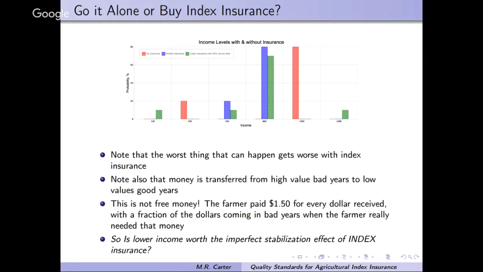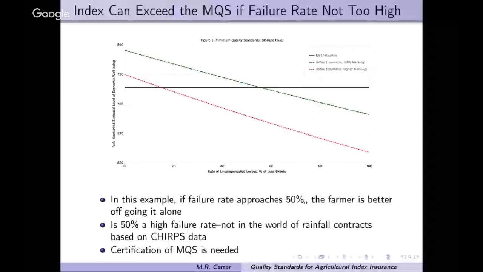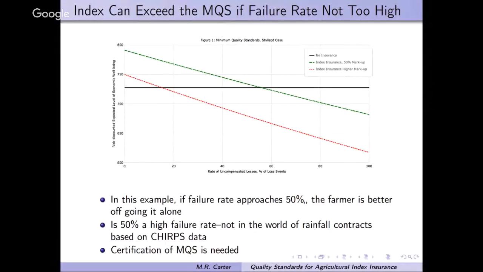We have its promise, we have its ability to implement contracts with small-scale farmers or small-scale pastoralists. That's extremely exciting. But all index insurance contracts have some element of this problem embedded in them. And the challenge then is to look for actual contracts that can meet a minimum quality standard. So let me skip over this. I suspect these slides will be made available, but this is just showing that if the failure rate on an index insurance gets too high, then it actually fails to meet the minimum quality standard, and the farmer would actually be better off without the insurance than with the insurance.